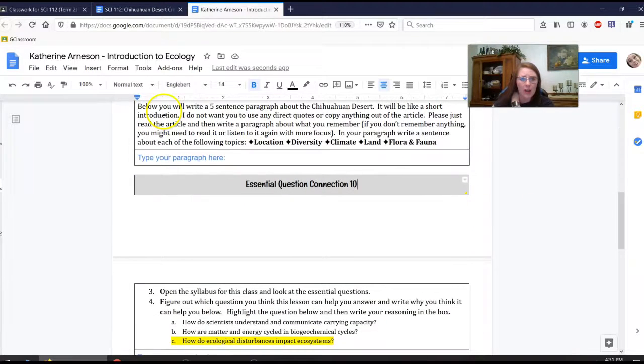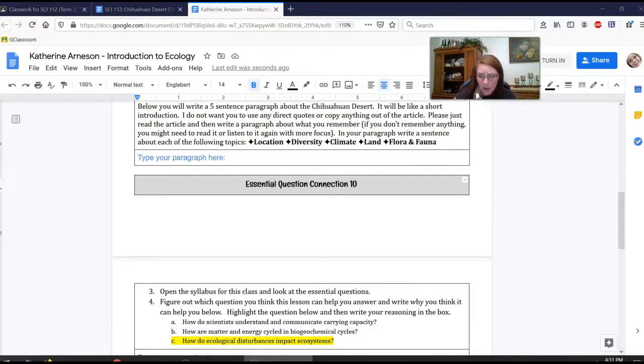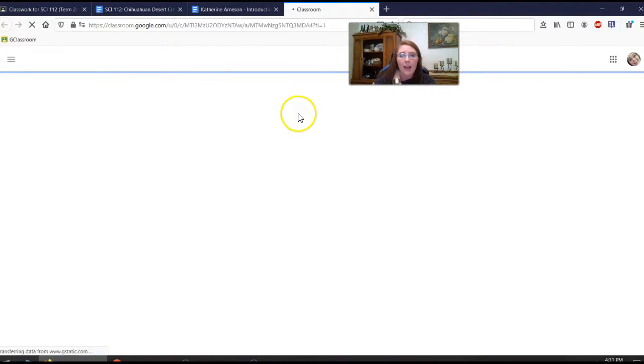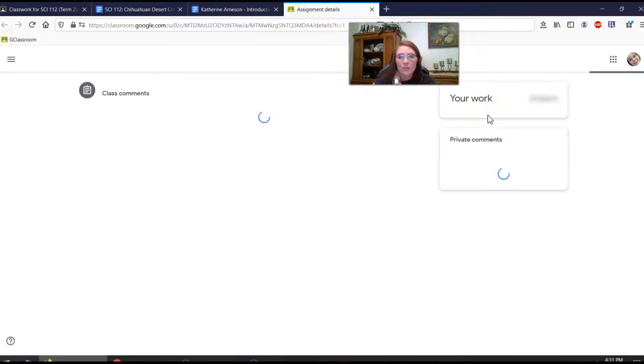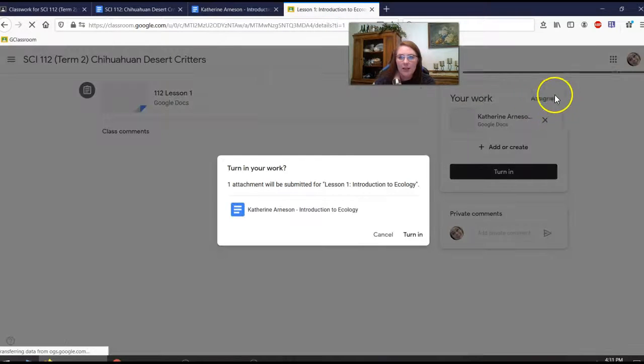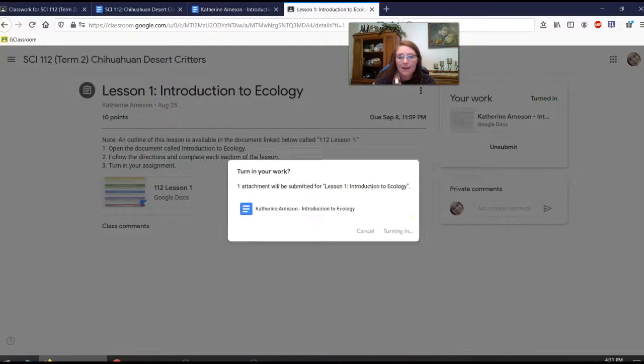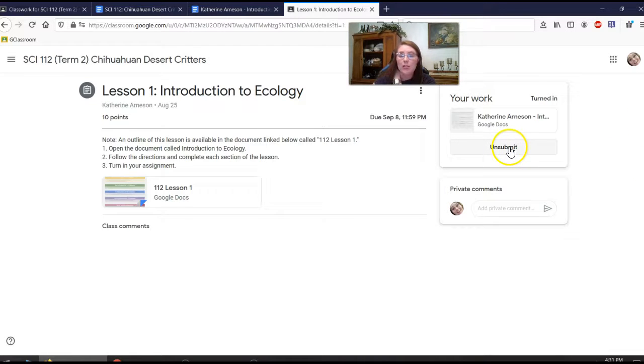Okay, I want to make sure to show you how to turn in an assignment really quick. Right here, if you look, there is a button that says turn in. You can push turn in, and then it'll take you back to Google Classroom, and it says you already turned it in. Once you turn it in, you can't really fix it until I give it back to you, unless you unsubmit it. You can take it back and fix it if you remember you forgot to do something. But otherwise, when you get it back, I'll return it to you, and then you can see the comments that I made to help you improve your lesson.